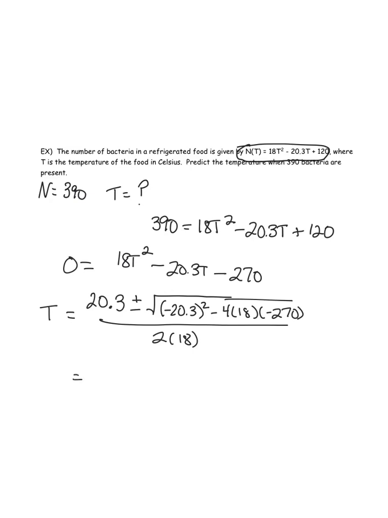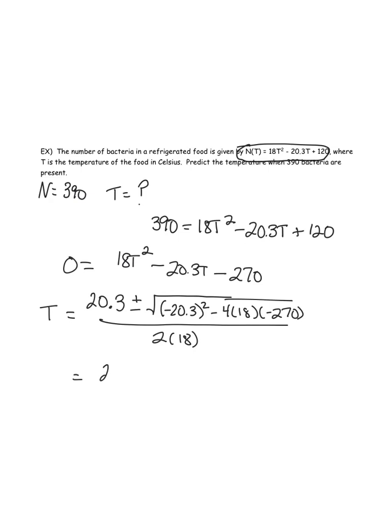All right, inside. In parentheses, I am typing, and I hope you're typing with me, guys. This is a participation activity. Parentheses, negative 20.3. Close parentheses and square it. Minus 4, parentheses 18, parentheses negative 270. And I get 19,852.09. I hope that's what you got too. Let's assume I typed that correctly. That would be nice. Actually, yep, I can assume that.